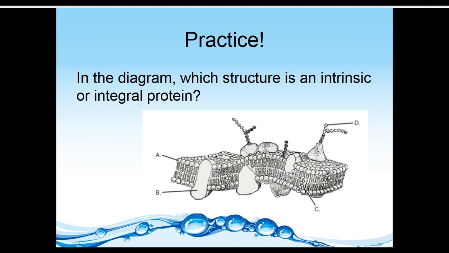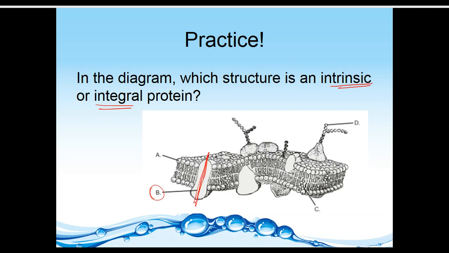So let's practice just a little bit and then we'll call this lesson done. In the diagram, which structure is an intrinsic or integral protein? Remember, these are the ones that go all the way through. Find your answer in 5, 4, 3, 2, 1. Hopefully you picked B, because this guy goes from one side to the other side, it is our integral protein.